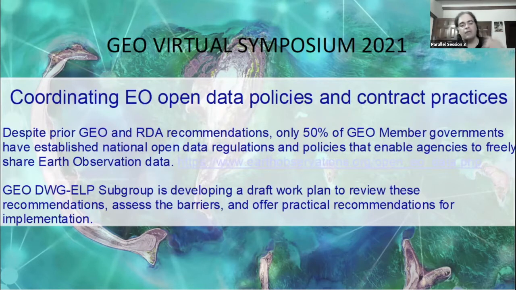Again, coordinating Earth observation open data policies and contract practices is also an important topic to bear in mind, because despite prior GEO and RDA recommendations, only 50% of the GEO member governments have established national open data regulations and policies that enable agencies to freely share Earth observation data. The GEO Working Group on Ethics, Law and Policy subgroup is developing a draft work plan to review these recommendations, assess the barriers, and offer practical recommendations for implementation.